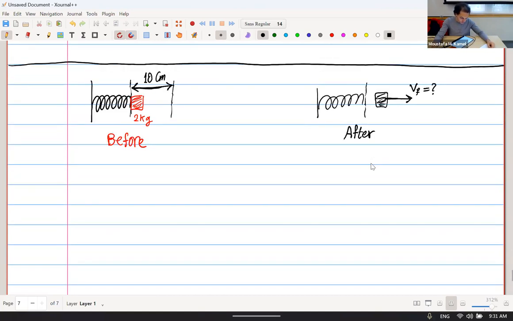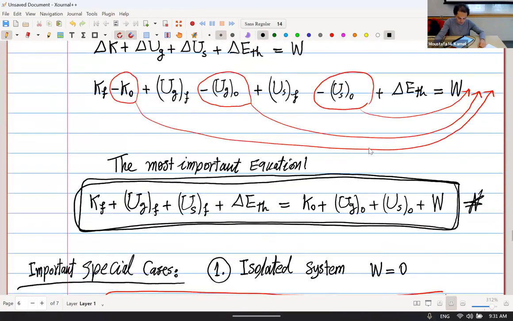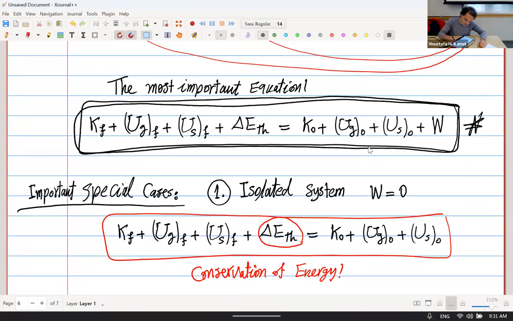Then we want to use conservation of energy. So first we ask, is there any external work done on the system for this problem? It's a frictionless table. So it's a level table, frictionless. So let's write down the most general equation. Let's copy it down and then see what remains of it.